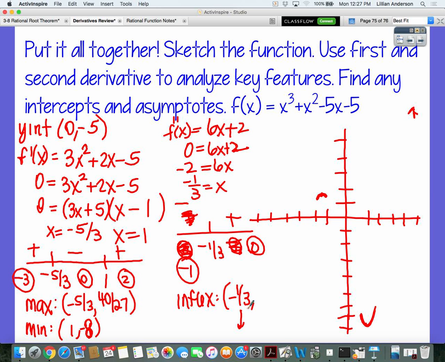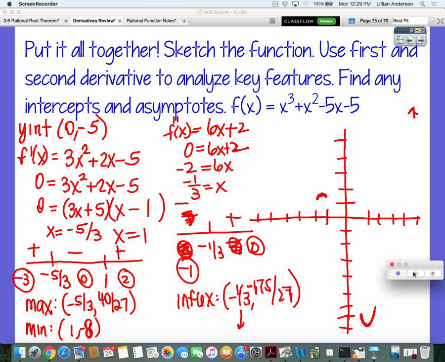Find me my y value for my inflection point. You plug it into the original. All right, so you would have this. So this is about what? It's about 6. So we're at negative 1/3 and negative 6, which is right about here. Basically, at this point, it's changing concavity.